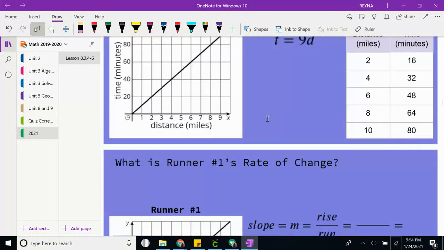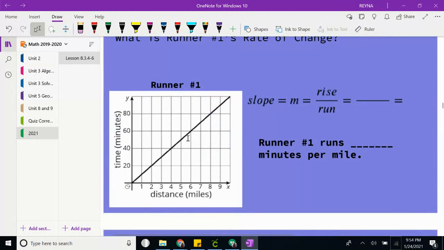So let's start with runner number 1. We have a graph. So with our graph, we're going to create our triangle. For our height of our triangle and our length, we go up for our height, and then we go over for our length. We have our triangle. How tall is this triangle? Good, 20. And how wide is this triangle? 2.